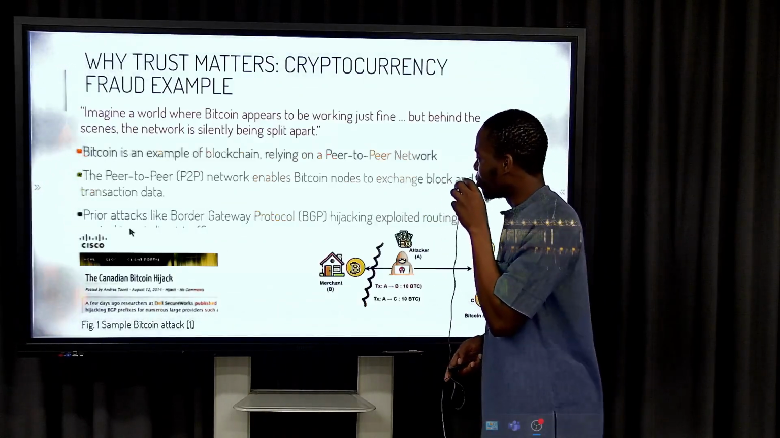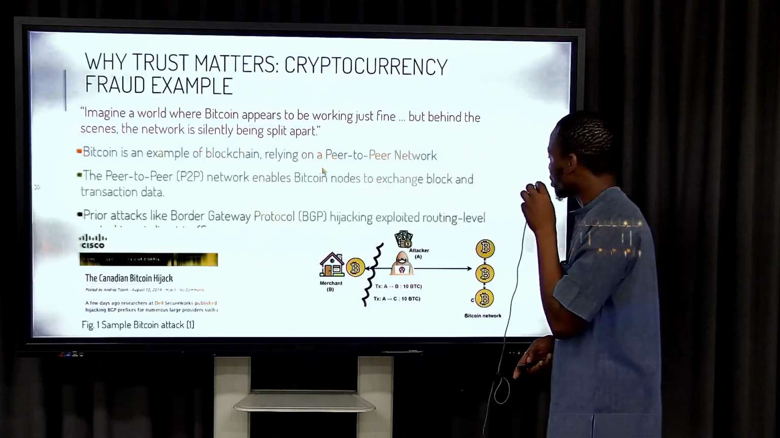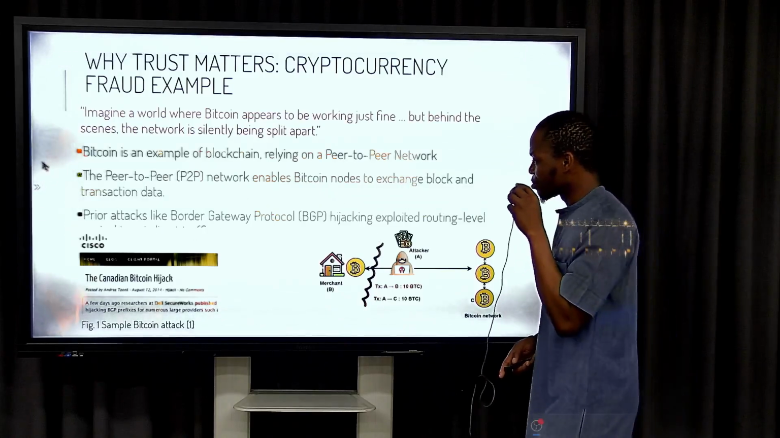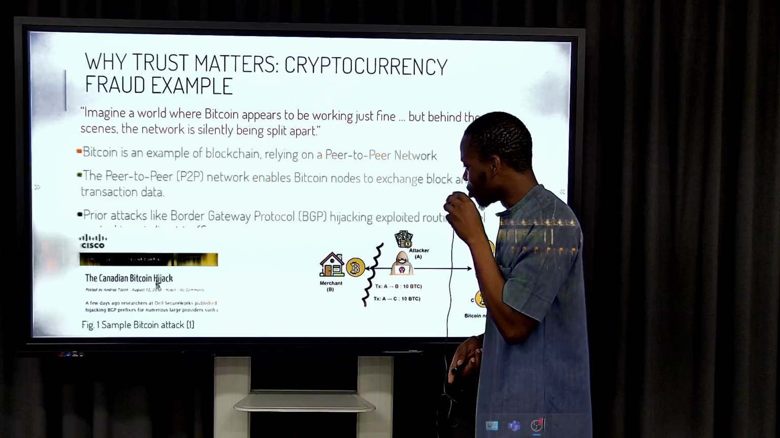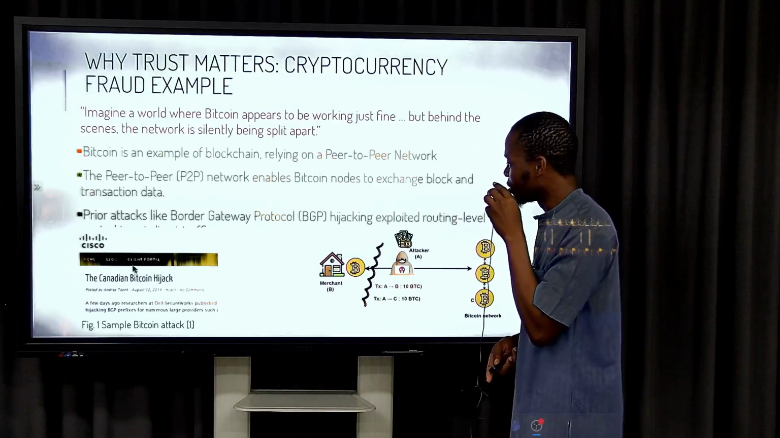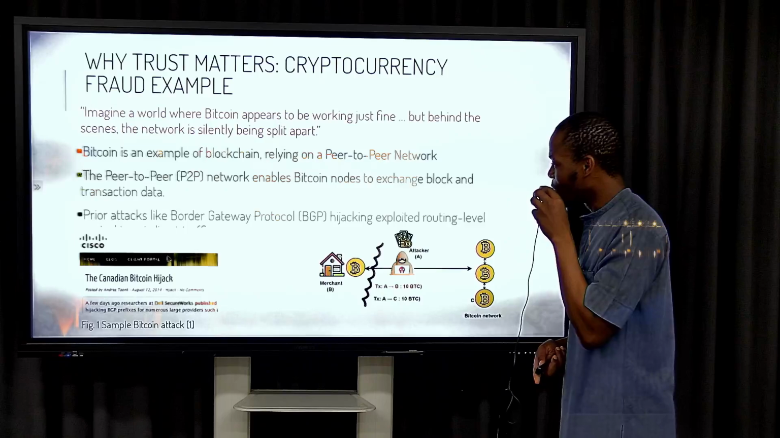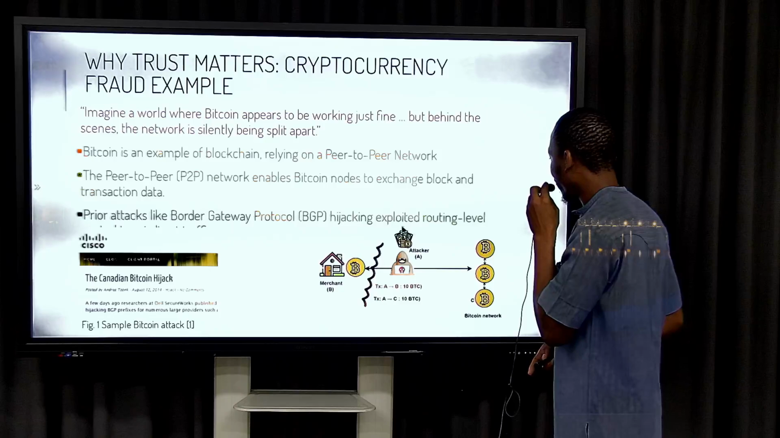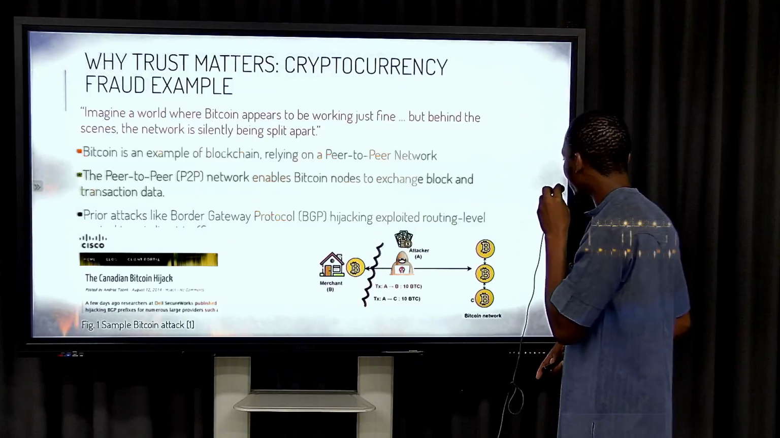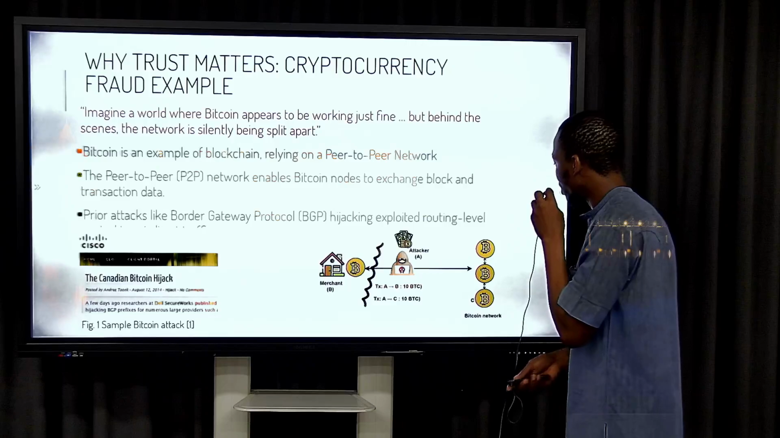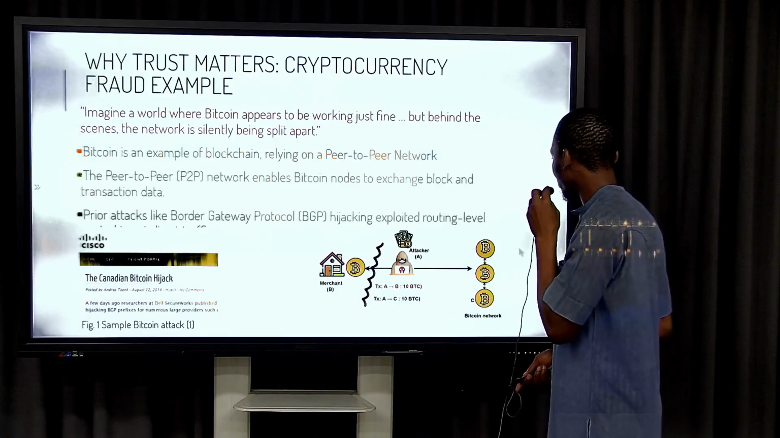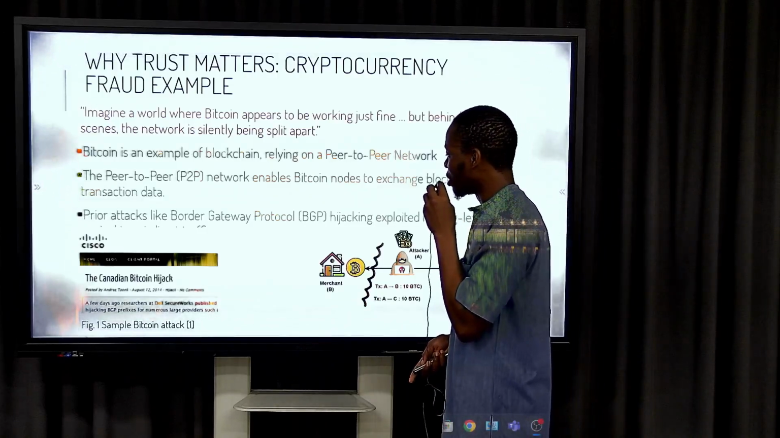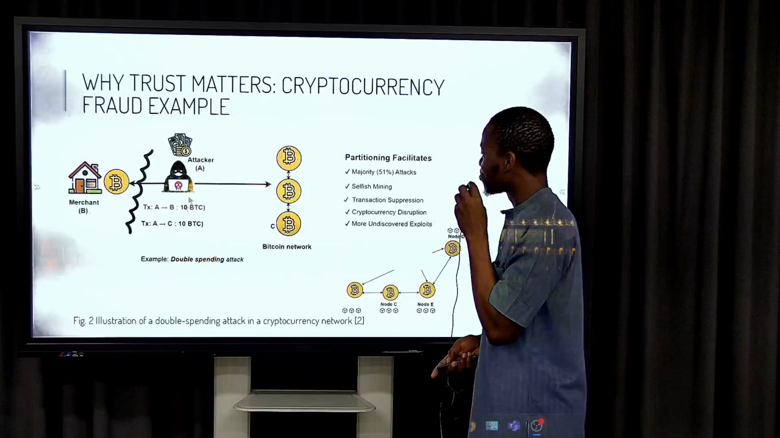Prior attacks like Border Gateway Protocol hijacking exploited routing-level scenarios. If you look at this figure very well, this is a scenario of an attacking event on a blockchain or Bitcoin network. On the right-hand side, we have a network attack on Bitcoin. You can see here this TX transaction, and these are the nodes. We have node 1, node 2, node 3. So this is an example of a Bitcoin attack.